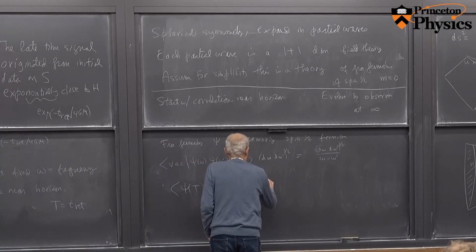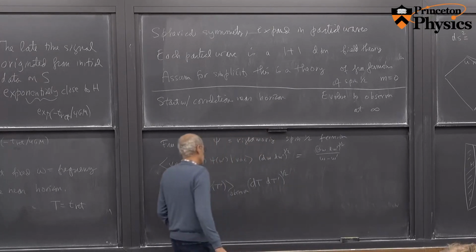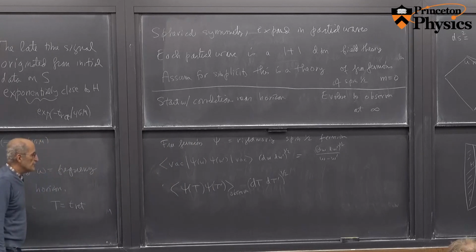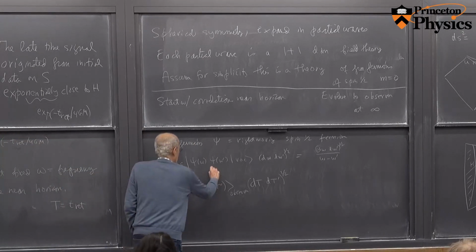So here, to make the change of variables trivial, I'll include the factor of dt prime to the 1/2 because the fermion field has dimension 1/2. And I set these equal.